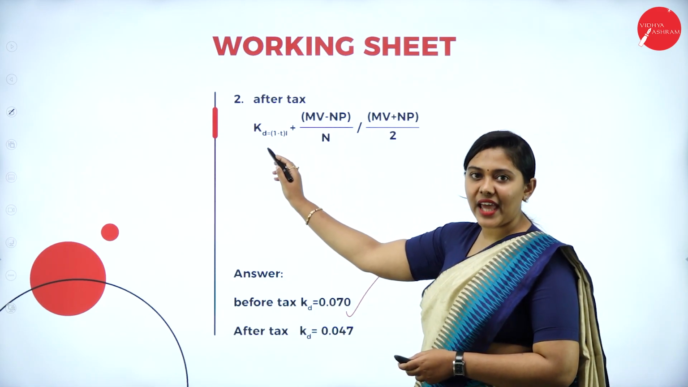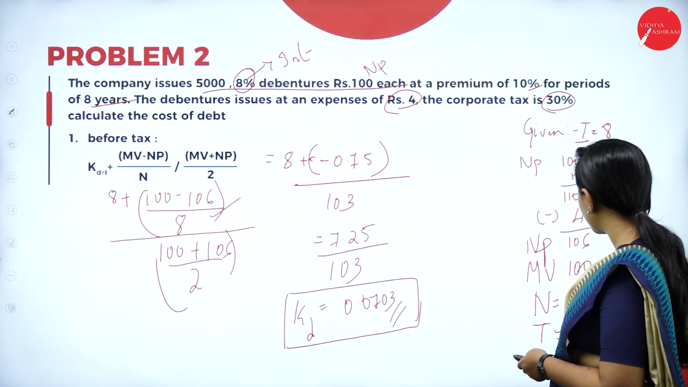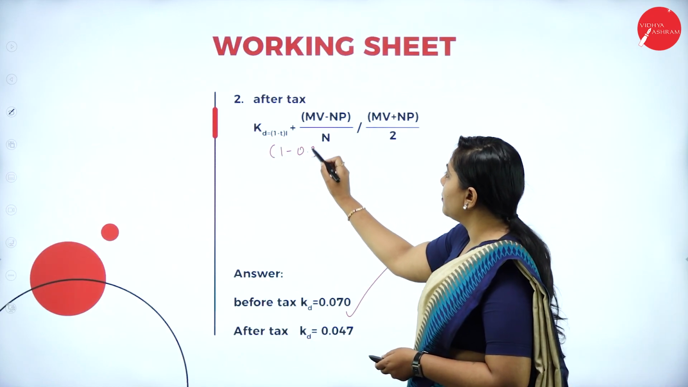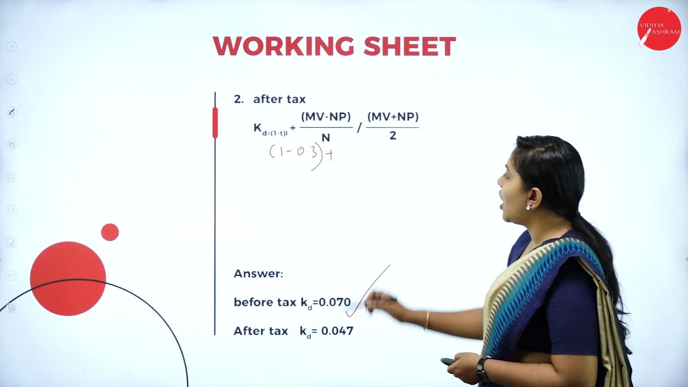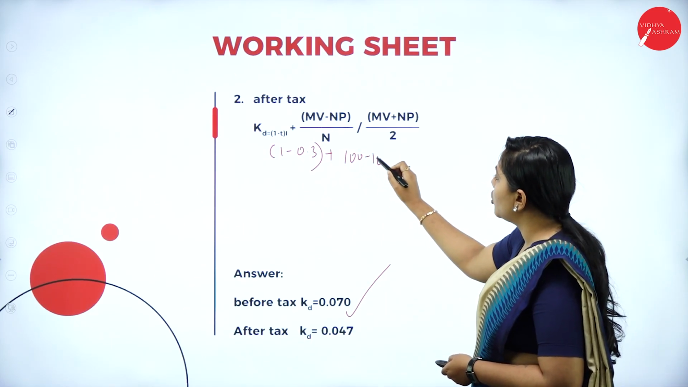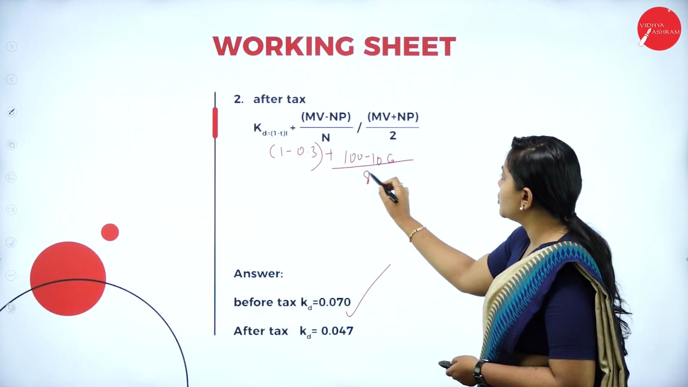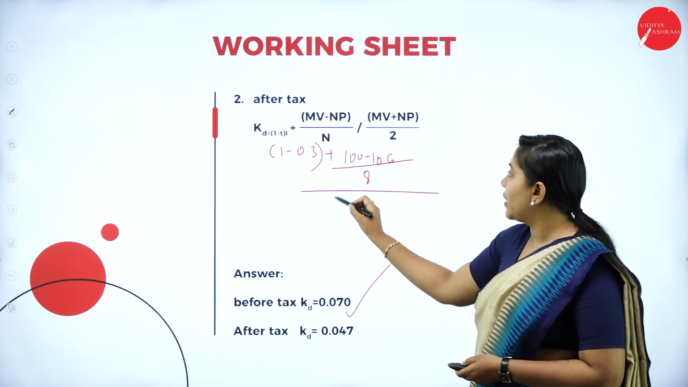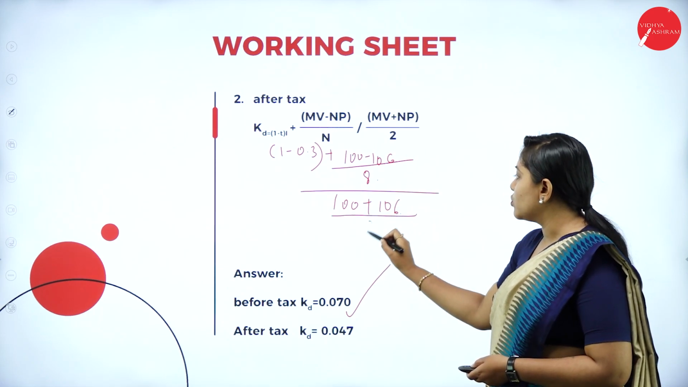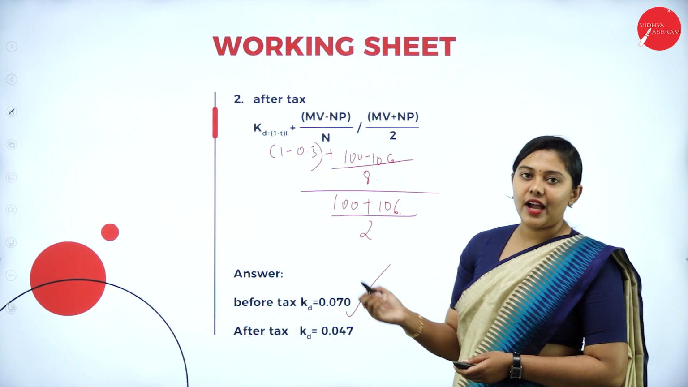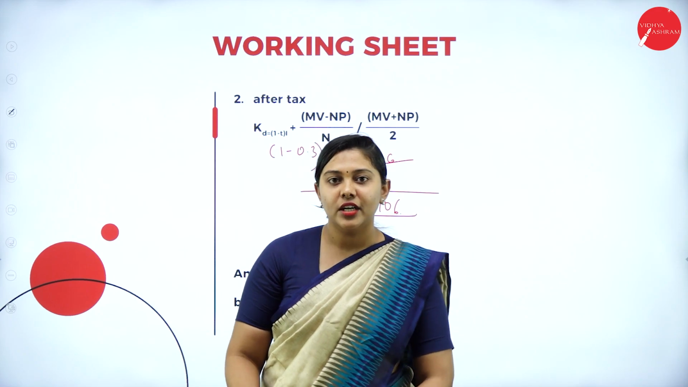After tax formula, only tax is the additional one. So 1 minus, what is the tax rate? Tax rate is 0.3, plus maturity value. Maturity value is how much? 100 minus 106 divided by number of years. So what is the number of years? 8 years, whole divided by maturity value plus net proceeds divided by 2. So this is the formula that we have, and let's see the answer. What is the cost of debt after tax by using a calculator?